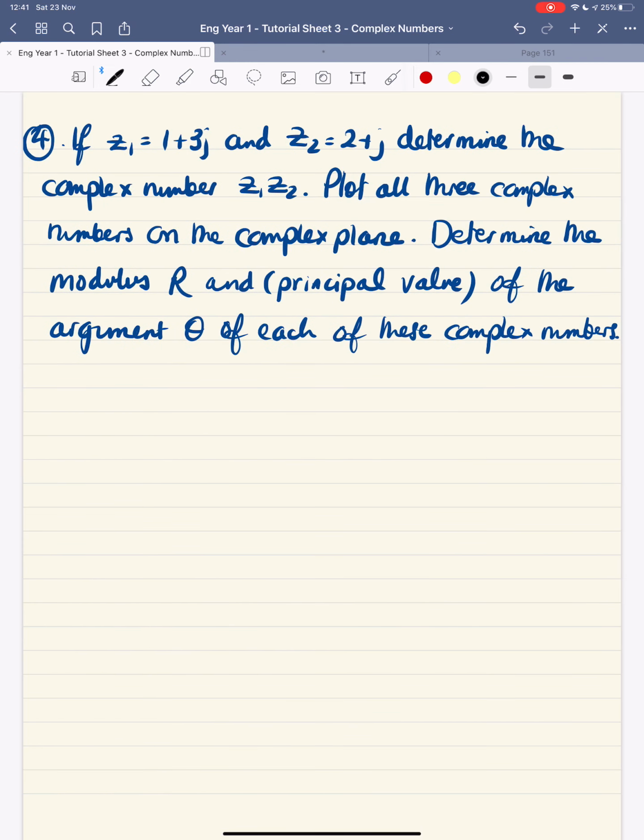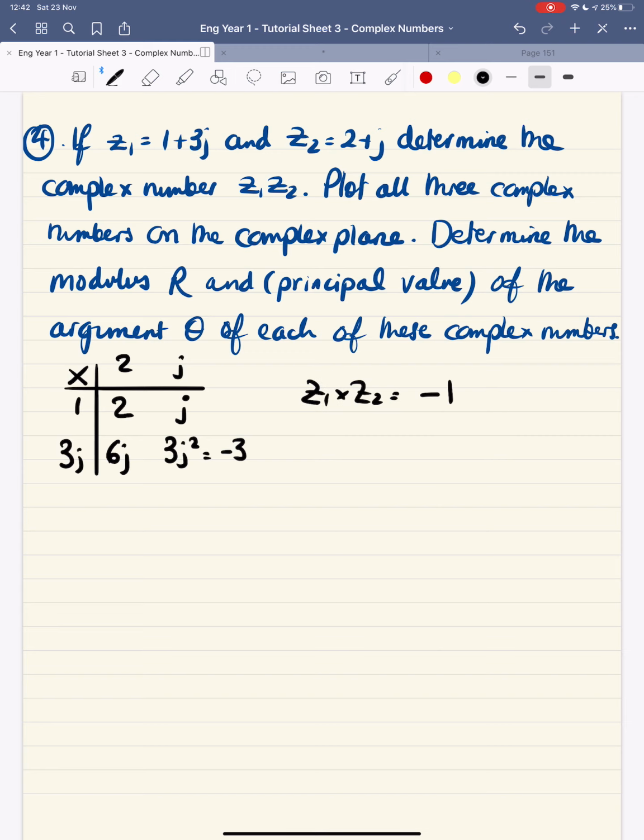Right, number 4. If z1 is 1 plus 3j, z2 is 2 plus j, determine the complex numbers z1 z2. Let's do that first of all. So we've got 1, 3j, 2 and j, so that's 2, j, 6j, 3j squared, which is minus 3. So z1 times z2, 2 minus 3 is minus 1, 6j plus j is 7j. Okay, so I've done that part there.